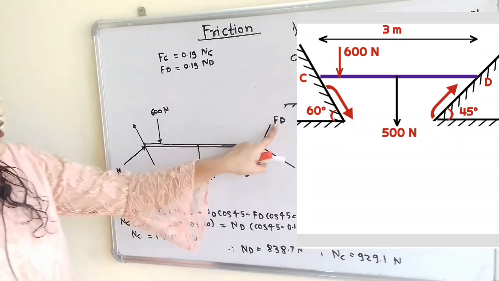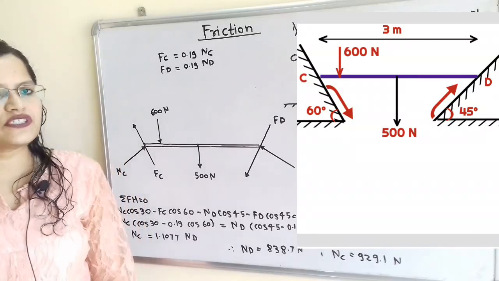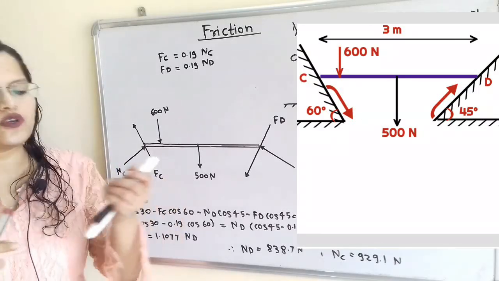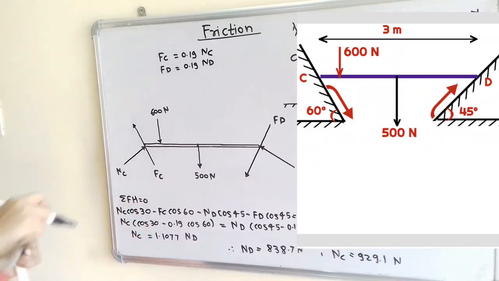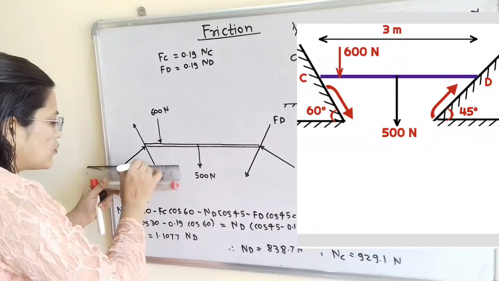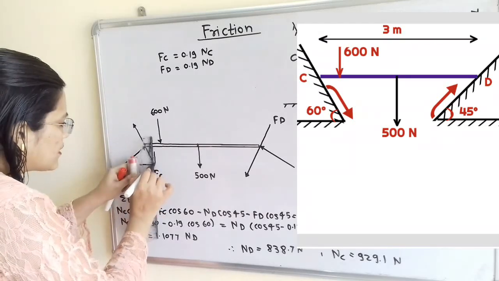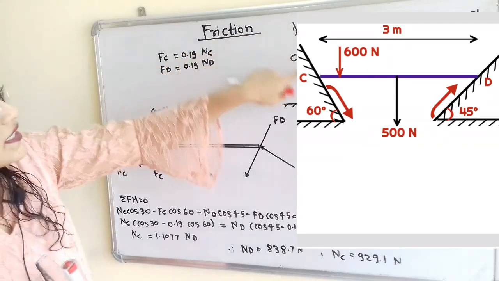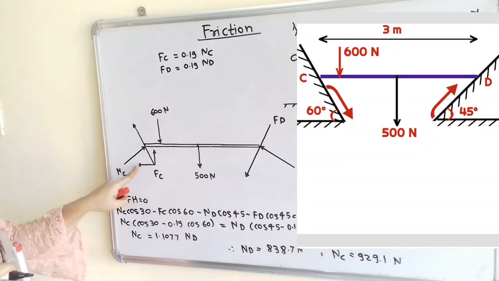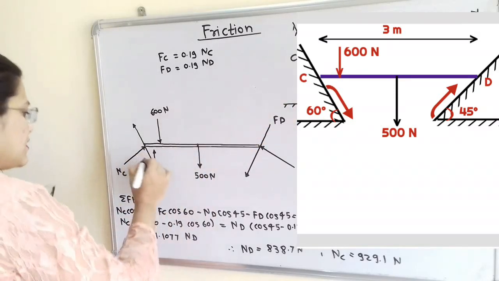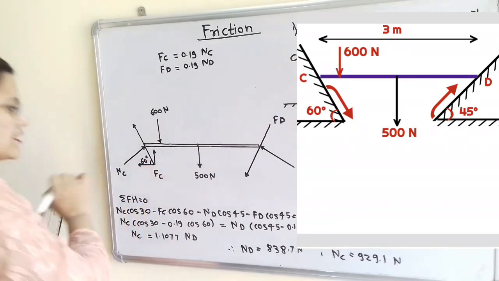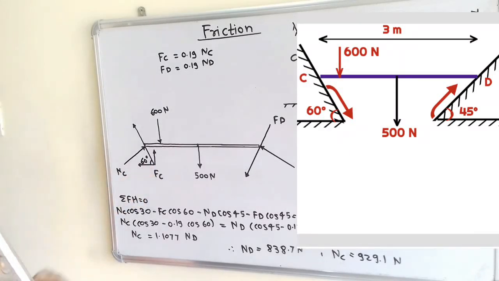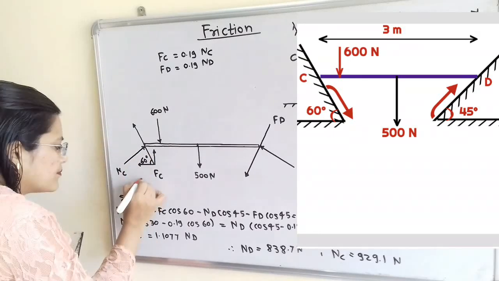Now we have to resolve this Fc as well as NC, then Fd as well as Nd. We resolve all these forces into two components, horizontal and vertical. First, I resolve this Fc into horizontal and vertical components. Fc is parallel to the inclined surface, so the angle with the horizontal is the same, 60 degree. What is the value of the horizontal component? It is equal to Fc cos 60.